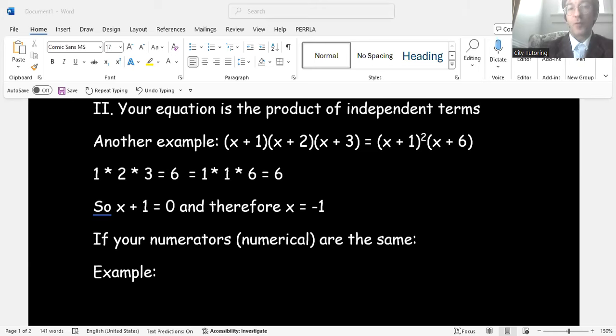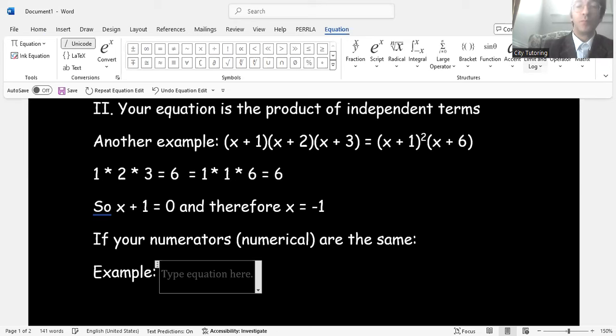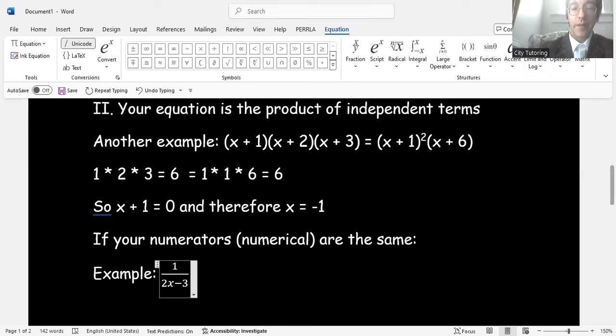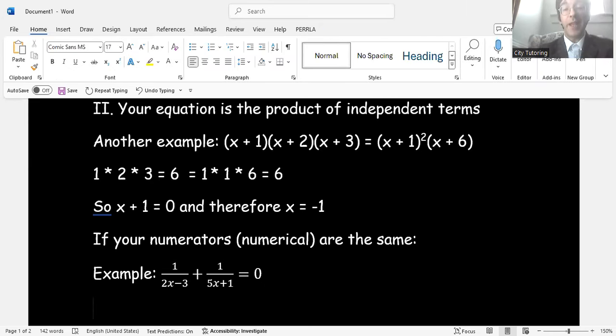Well, what if you had, for example, 1 over 2x minus 3, plus 1 over 5x plus 1. We're going to set that equal to 0, just for example. So here you have the same numerical numerators. You have ones. And we have a 0 on the right. So that means that 2x minus 3 plus 5x plus 1, the denominators, are actually going to equal 0. And if that is equal to 0, then x is going to be 2 over 7.